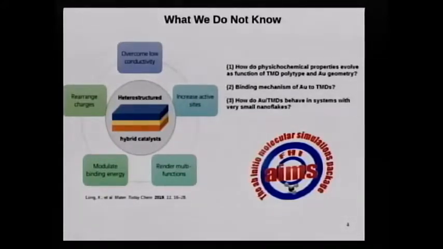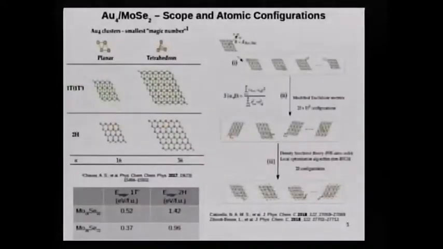So we try to answer those three questions: how the physical-chemical properties evolve as a function of TMD, transition metal dichalcogenide, polytype, and gold geometry; what is the binding mechanism of the system; and how do these systems behave with small nanoflake sizes? The choices that we have made are as follows.